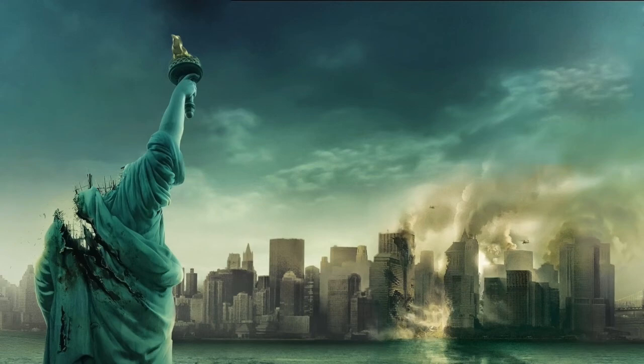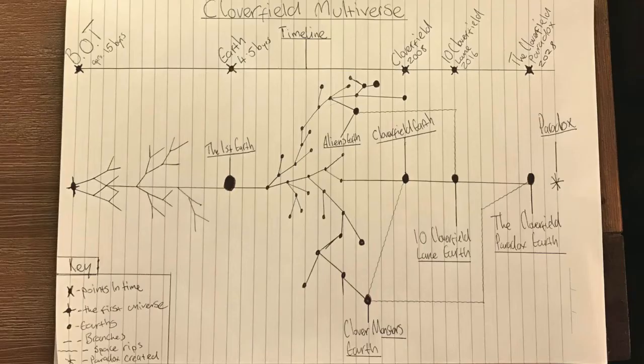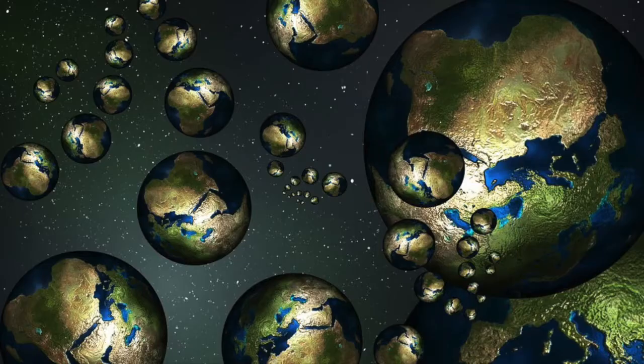This is going to be my Cloverfield Multiverse explanation video. So after watching The Cloverfield Paradox for a second time, I thought I would draw up a diagram of a simplified version of the multiverse and how the events of Paradox have affected its own world and other worlds within this multiverse. First off, a multiverse is a hypothetical set of various possible universes, including the universe which we live in.